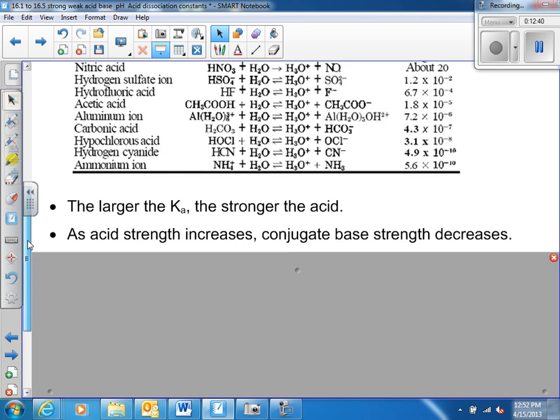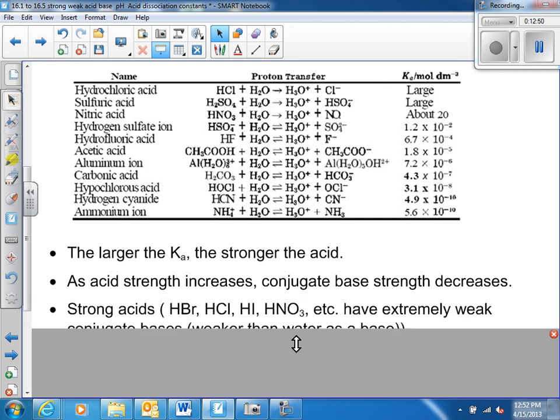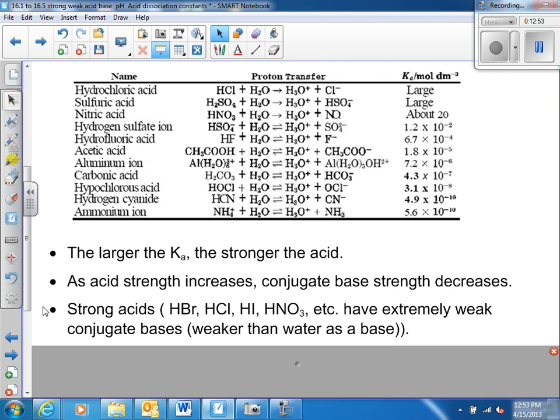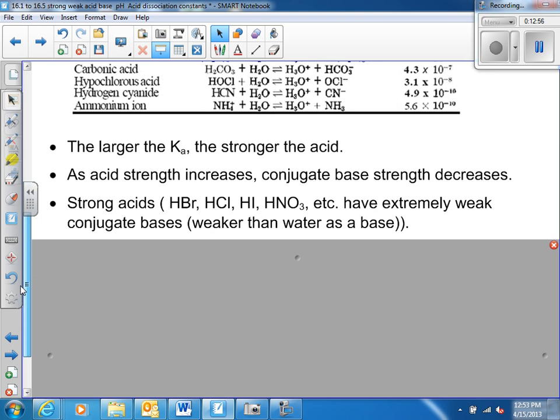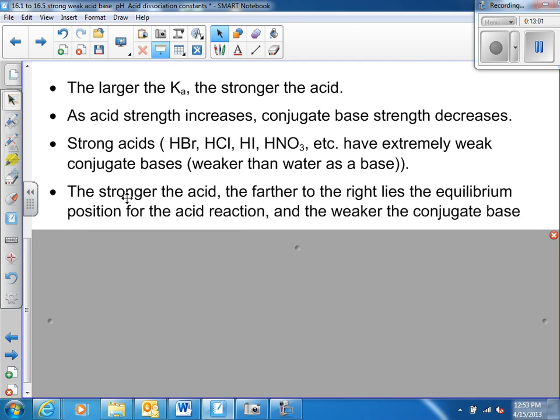Now, we've talked about acids and conjugate bases. As our acid strength goes up, the strength of the conjugate base of that acid goes down. So there's an inverse relationship between conjugate acid-base pairs. And strong acids have extremely weak conjugate bases. They're weaker than water. And the stronger the acid, that means the larger the Ka, the farther to the right, or the more to completion the reaction goes, and the weaker the conjugate base. We just said that right here, that as acid strength goes up, conjugate base strength decreases. Notice I've said that twice. That's important.